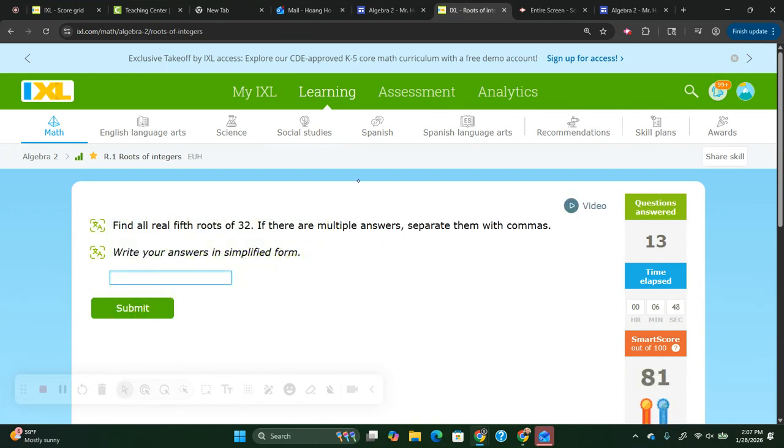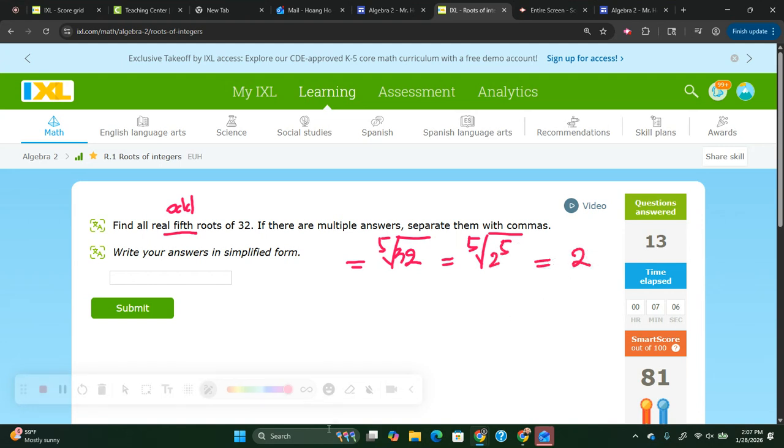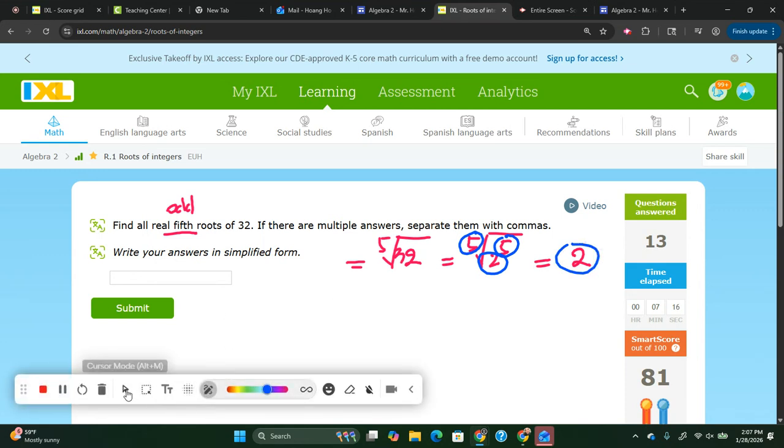Fifth root of 32. Fifth root, this is an odd root, so you have only one answer. Fifth root of 32 is 2, because 32 is 2 to the power 5. So the answer is 2. You can see we simplified the fifth root and power 5. So the answer is 2. Here we go.